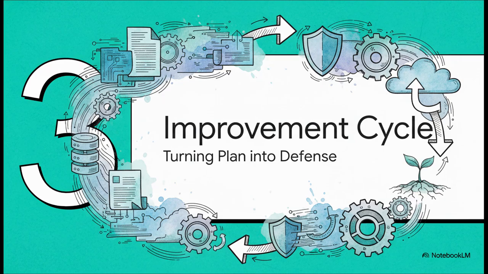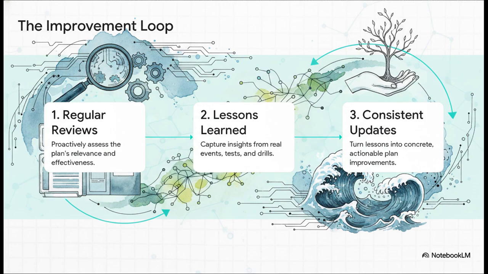Okay, so that all sounds good in theory, but what does it actually look like in practice? Well, the key is to set up what we call an improvement cycle. This is a real, structured process that's designed to take that static plan and turn it into a dynamic defense, something that never gets stale. It really breaks down into 3 key stages, and you've got to see them as a perpetual loop. They just feed into each other, over and over. First, you have regular reviews. Second, you capture the lessons you've learned. And third, you make consistent updates based on those lessons. Simple, right? Let's break it down.